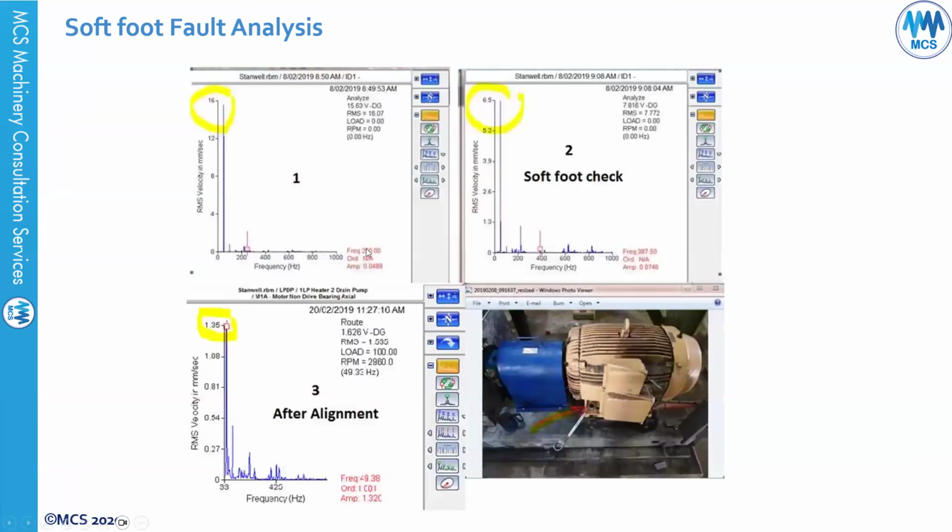As you can see on this one as well, the vibration was 16. We loosen one of the hold-down bolts, and it drops from 16 to 1.35. From 16 to 1.35. This is because of the soft foot. And as you can see in the vibration spectrum, high 1x vibration.